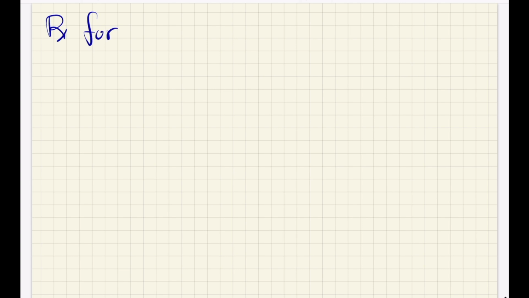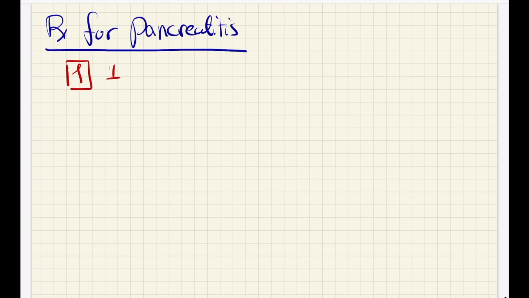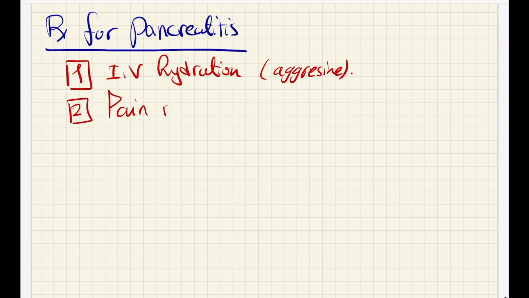Now for the treatment. The cornerstone of the treatment is to give IV hydration aggressively. Usually the patient is given normal saline or Ringer's lactate. Then to control the patient's pain, which is very essential. Three, to place the patient NPO. However, this is only done at the early stage of treating pancreatitis.